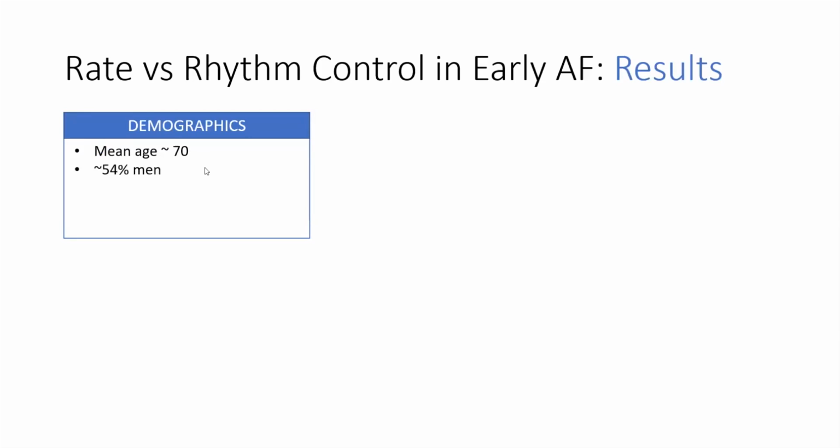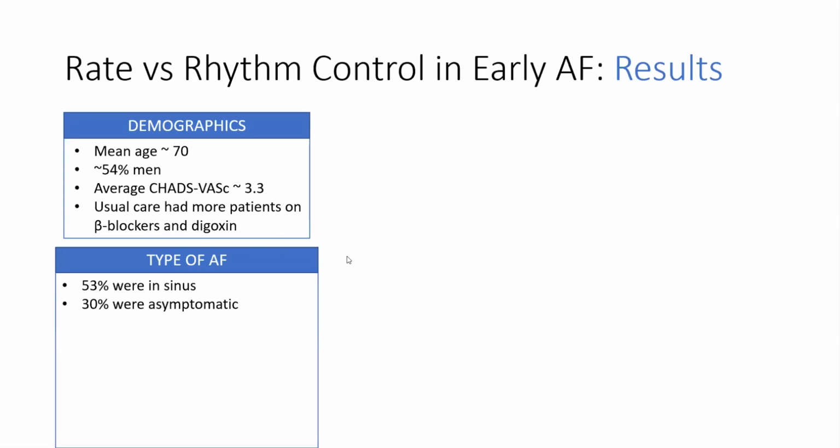The mean age was 70, pretty balanced between men and women, and the average CHA2DS2-VASc score was 3. The usual care group had more patients on beta blockers and digoxin, but this may be expected since they were in the rate control group. 53% of patients were in sinus rhythm at the time of enrollment, and 30% were asymptomatic. And they were pretty evenly distributed between those who had had their first episode of AFib, paroxysmal AFib, or persistent AFib.